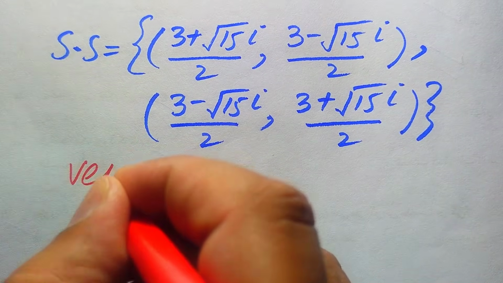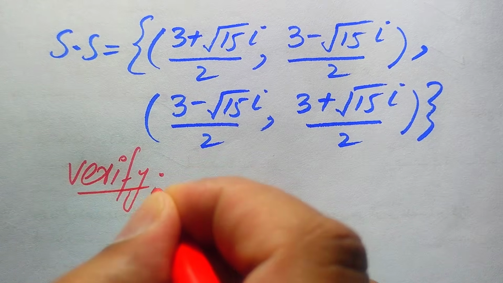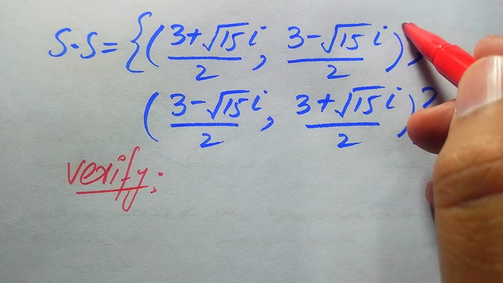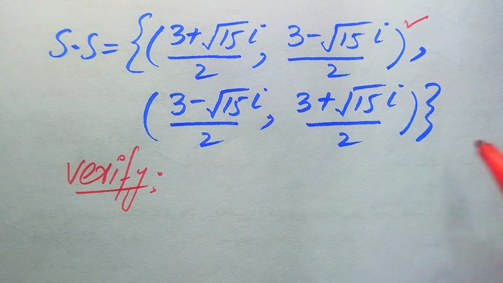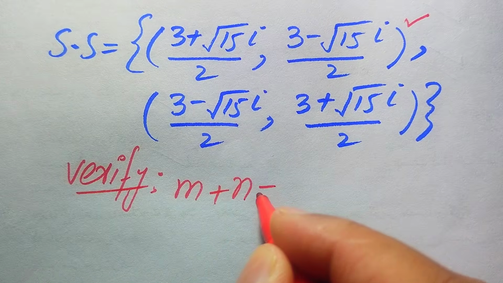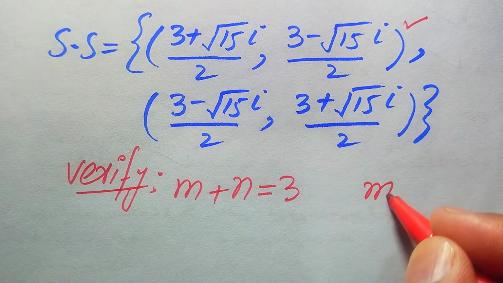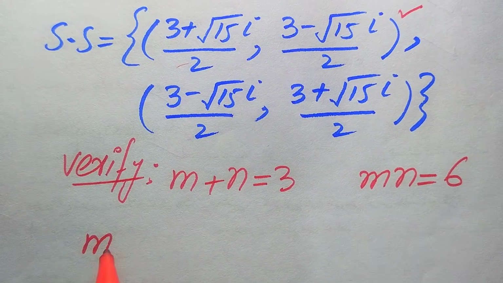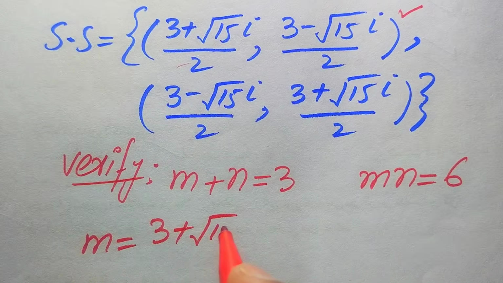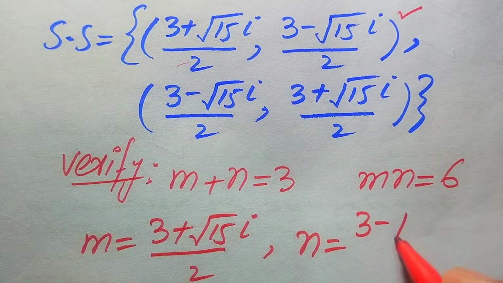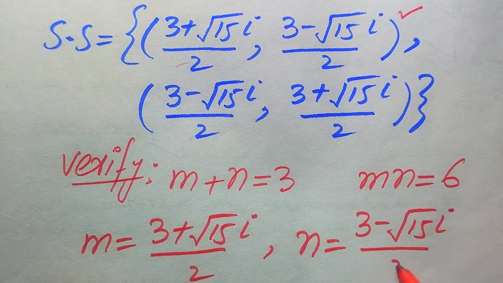So here we verify these roots, but in the next step I can just verify one root from both of these two, and I leave the other root for you. So here I just verify this root, and you can do this for yourself. Now for verification, we need to copy down the given question statements here. There are two equations, in which the first equation is m plus n equals 3, and the second equation is mn equals 6. So from here we have the value of m is 3 plus square root of 15 iota divided by 2, and the value of n is 3 minus square root of 15 iota divided by 2.